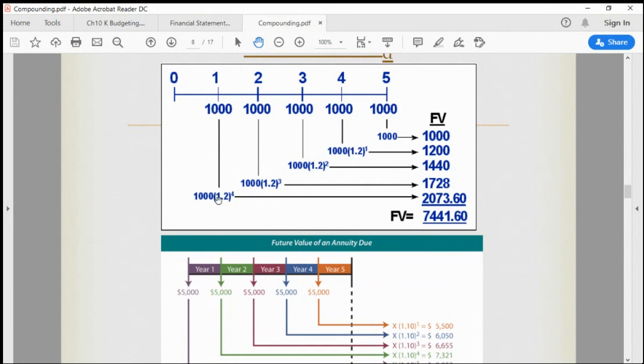Now, let's take a look. If the interest rate is 20%, the first deposit, 1,000, will earn interest 4 times compounded. So that's 1,000 times 1.2 raised to 4. Because there will be 4 compoundings until the maturity, right? 1, 2, 3, 4. The second deposit of 1,000 will earn interest 3 times compounded. The third deposit will earn interest 2 times compounded. The fourth deposit will earn interest once.